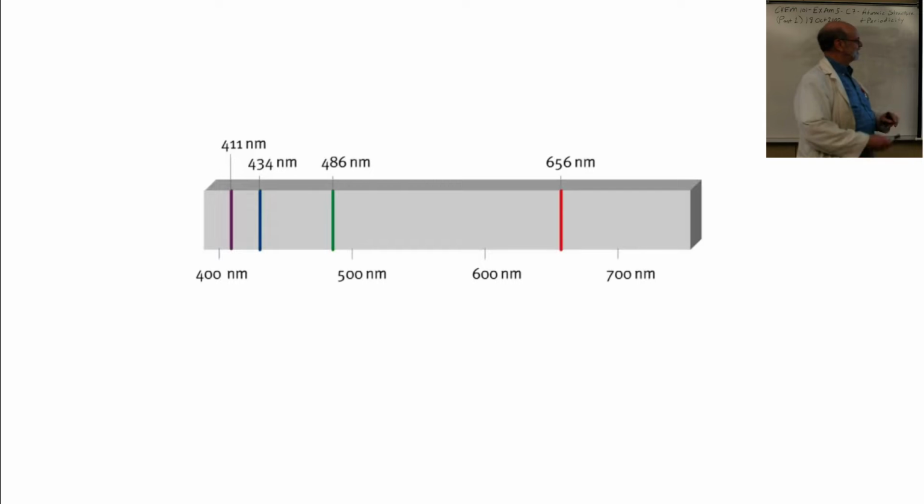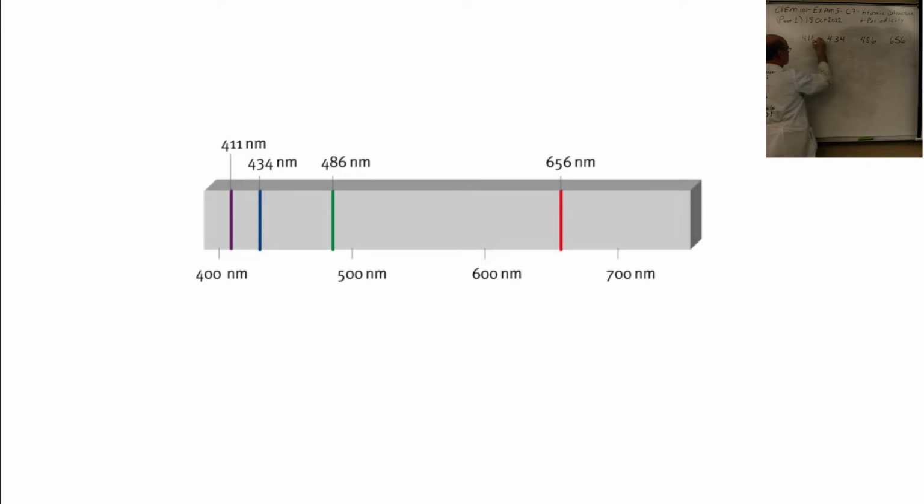In the hydrogen emission spectrum, there are 4 lines in the visible region. A purple line at a wavelength of 411 nanometers, a dark blue line at a wavelength of 434 nanometers, a green line at a wavelength of 486 nanometers, and an orange-red line at a wavelength of 656 nanometers.